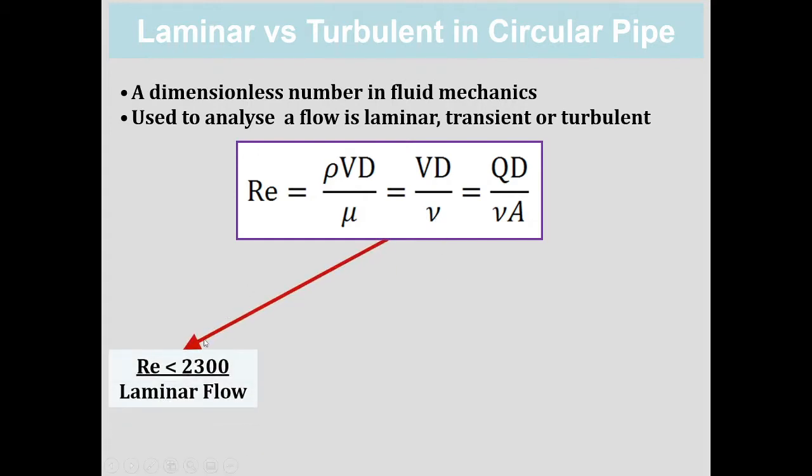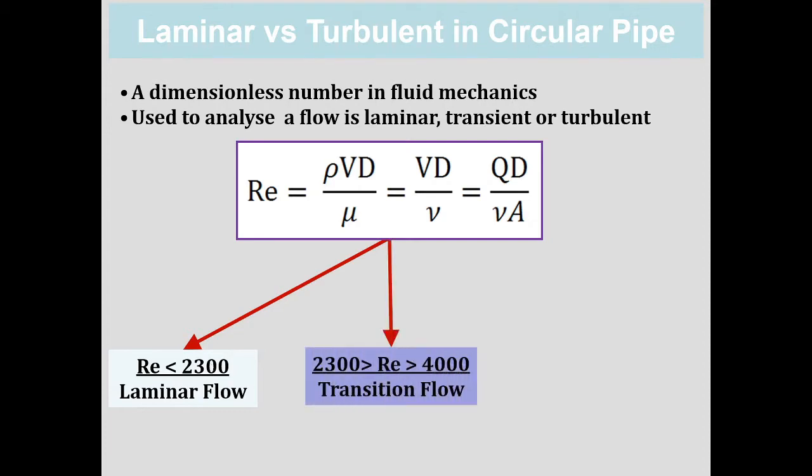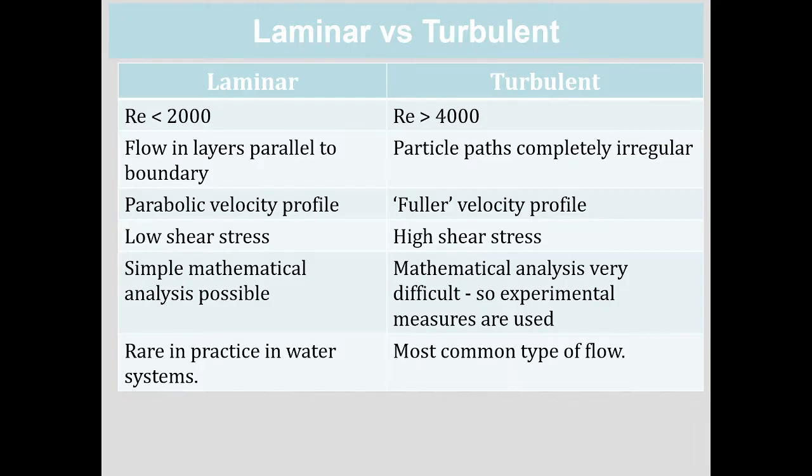If the Reynolds number is less than 2300, we can say the analysis is in laminar. But in between 2300 to 4000, it is a transition flow. And then if the Reynolds number is more than 4000, it is in a situation called turbulent flow. Okay, the difference between laminar and turbulent is, first, the Reynolds number is less than 2000, and then flow in layers parallel to the boundary, parabolic velocity profile, low shear stress. Yeah, because the velocity is low, it is in a low shear stress. Simple mathematical analysis is possible, rare in practice in water system.